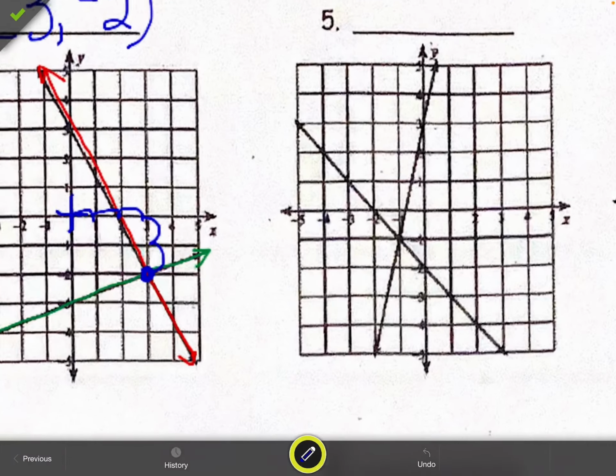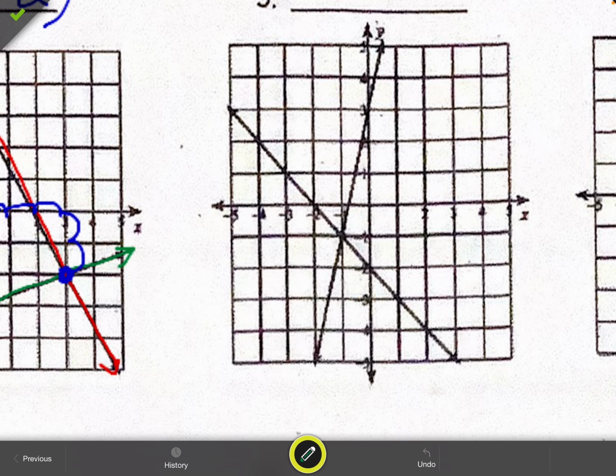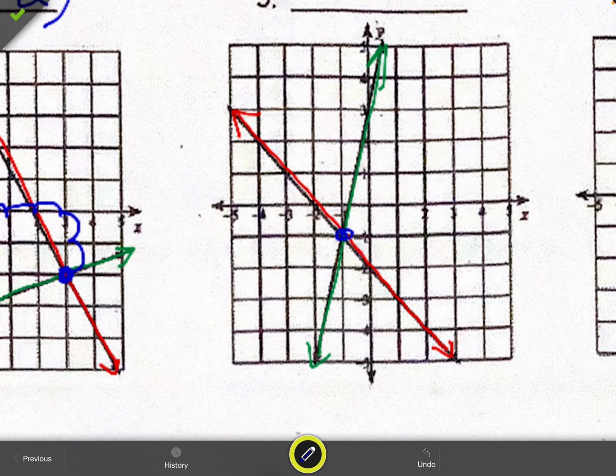All right, let's look at number 5. Again, very clearly, you have two lines that intersect. Here's the first one. Here's the second one. So we know we have one solution that works in both of our lines. It's where our lines intersect, which would be right here.